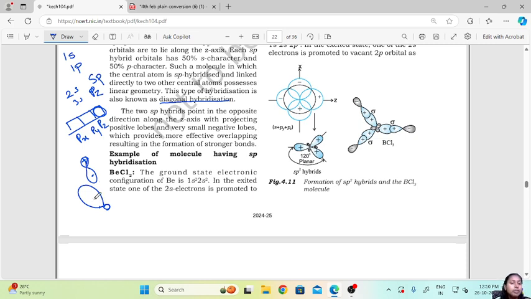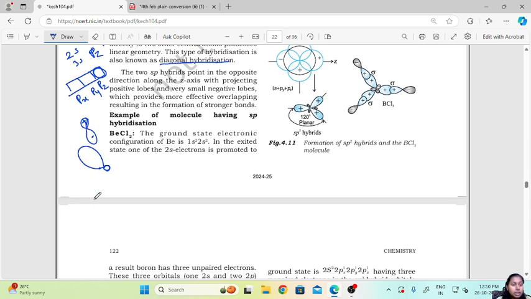Now an example for sp hybridization is BeCl2, that is beryllium dichloride. Here beryllium is the central atom, so obviously the one which will be undergoing hybridization, or the orbitals which will undergo hybridization, is your beryllium. If we write its electronic configuration, it will be 1s2 2s2, because the atomic number of beryllium is 4. So it will be 1s2 and 2s2.